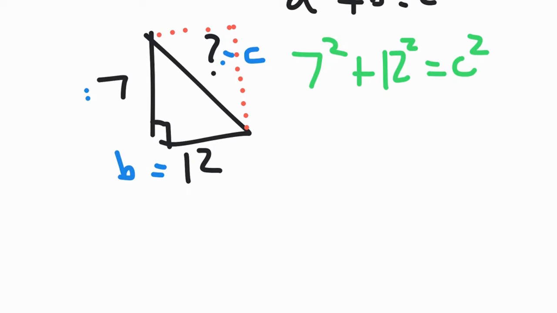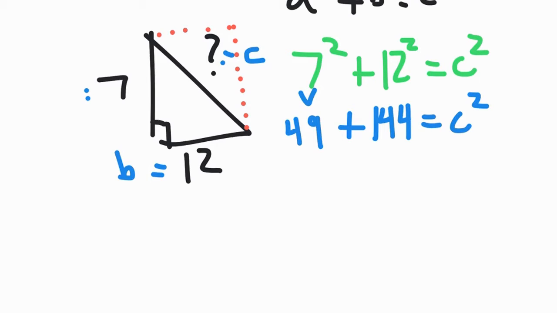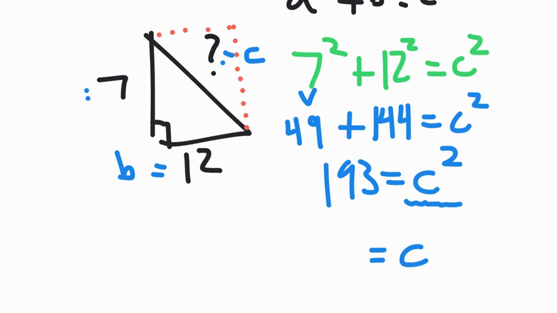We do want to solve for c by itself, but let's do some simplifying first. 7 to the second we know is 49. 12 to the second we know is 144 equals c squared. So I can combine 49 and 144, and that's 193. But here's where you have to pay attention. I'm not done solving this equation. We now know what c to the second power is, but we don't know what c is yet. So here's where we have to take a little bit of a step.